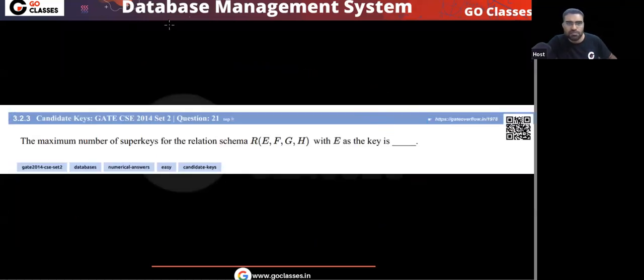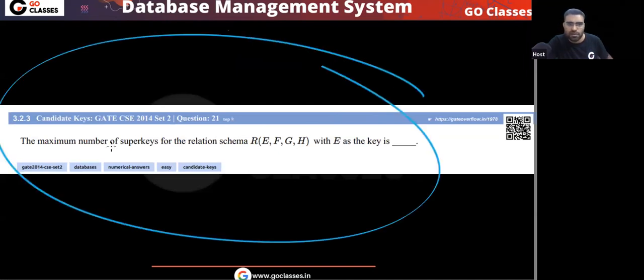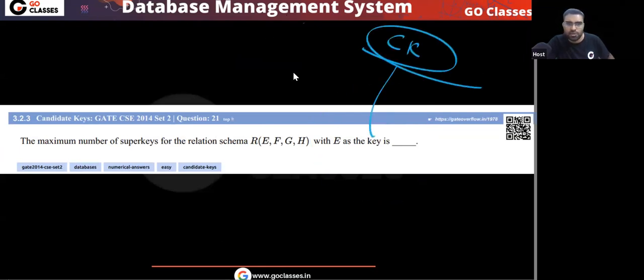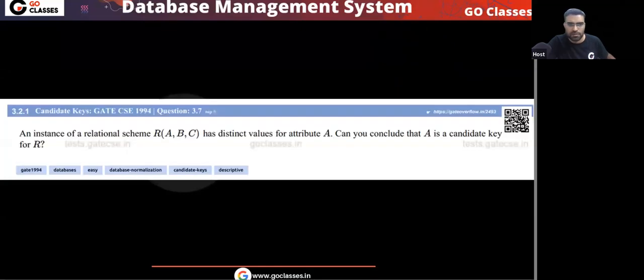Can you solve this question? Let me give you this question as homework. Here you can notice E is a key. Key means candidate key. The question is asking, what is the maximum number of super keys? This is a very simple question. The answer will be 8. Yes or no? Okay, let's move on.